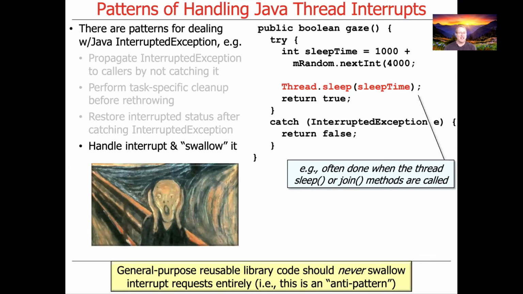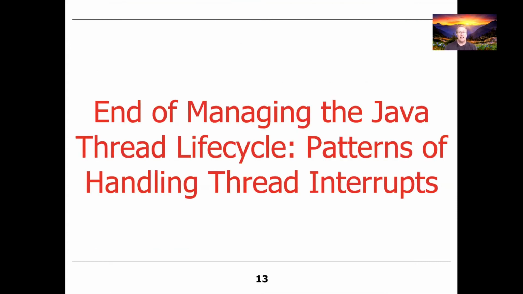A good example of this is our acquire uninterruptibly method that we've been using for our semaphore implementations, where we restore the interrupt flag if it turns out that an interrupt occurs while we were in acquire uninterruptibly. So we restore that flag so callers can know that we were in fact interrupted while we were waiting uninterruptibly. So that's a quick overview of some of the patterns of handling thread interrupts in Java. Invariably, you'll use one of these patterns in almost all code you write that involves interrupts.